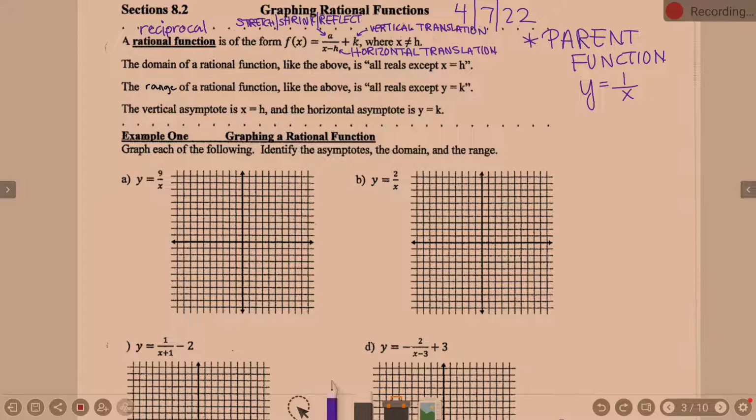There's always going to be a vertical asymptote with these at X equals H. So X equals however far left or right you moved. And there's always going to be a horizontal asymptote at Y equals K. So Y equals however far up or down you moved.